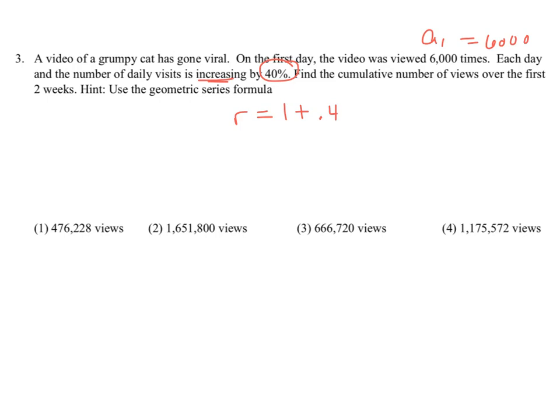So you're adding 40% to the 100. So basically on the second day you have 140%. So that's why we add the 1 to the R. So that's my R value.